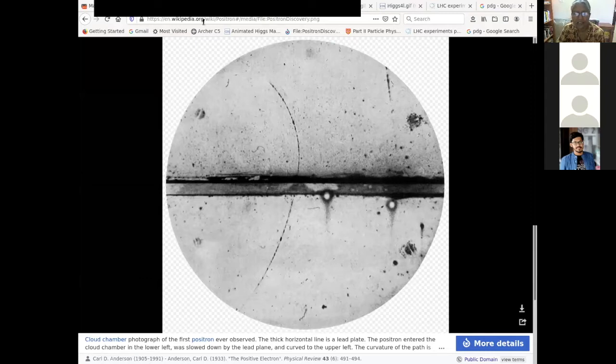You can see that it's just from Wikipedia. How did he get this picture? Anderson used a cloud chamber. I cannot go through all of them, but there's something called a cloud chamber technique. Please go and read. This is 1932. You can see how long ago it is.